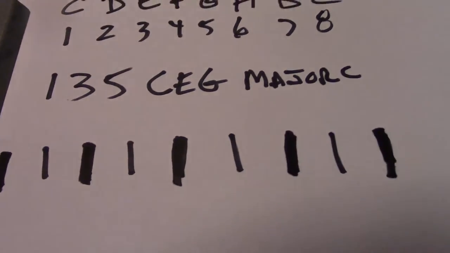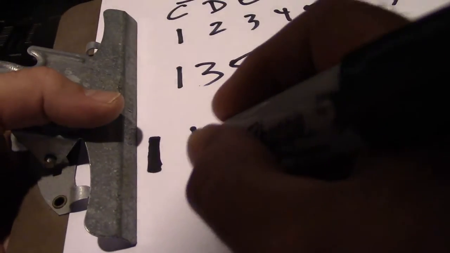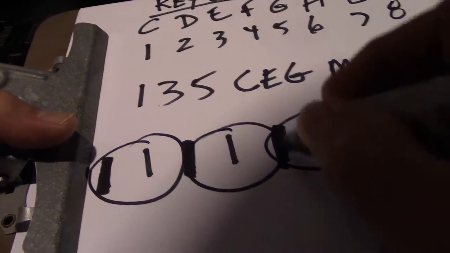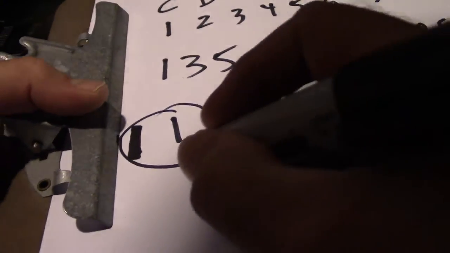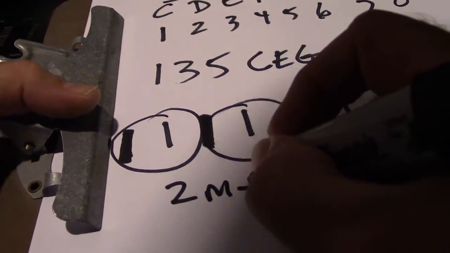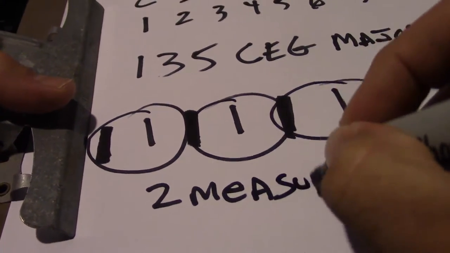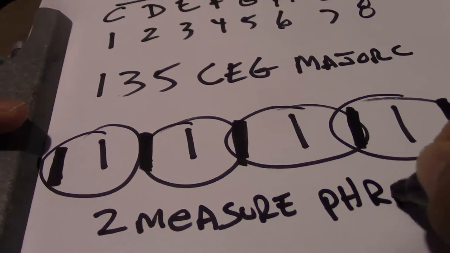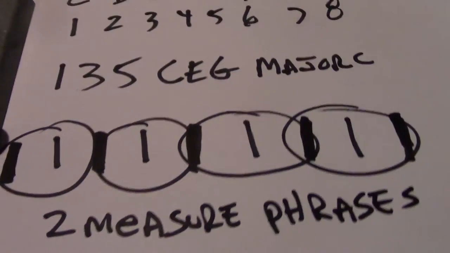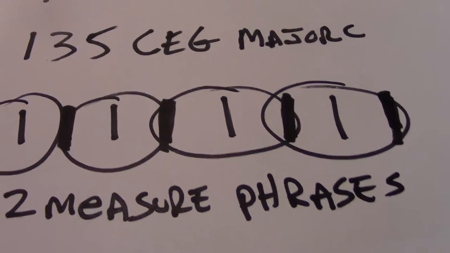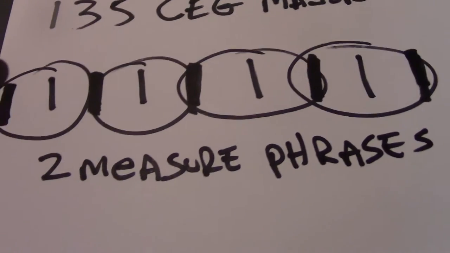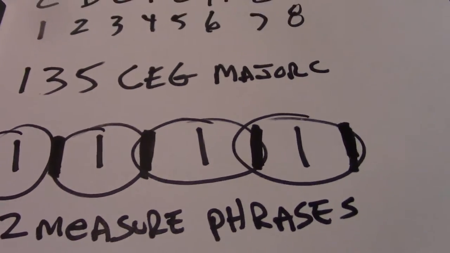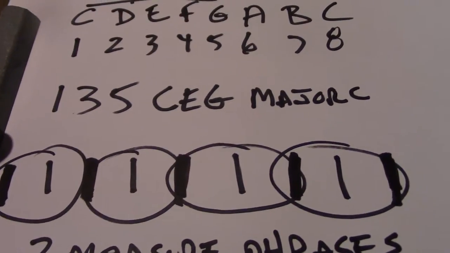So this would be like 1, 2, 3, 4, 1, 2, 3, 4, and so on. So we've got 2-measure phrases. This would be a phrase, this would be a phrase, this would be a phrase, and this would be a phrase. Two-measure phrases. And there again, every song is different, but most of the time we're talking 2-measure phrases. There's always the creative thing, things will be different, but, you know.